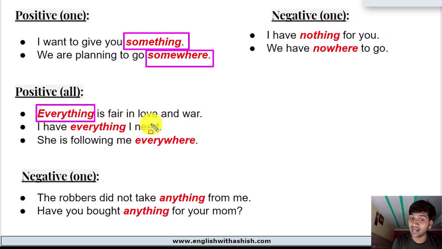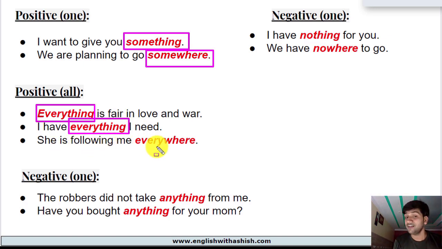I have everything I need. Can I name all the things that I need? Yes, obviously I can. But do I need to? No, I don't. That's why I'm not naming these things. I'm just using an indefinite pronoun. I have everything I need. Everything. Still, it is considered singular.